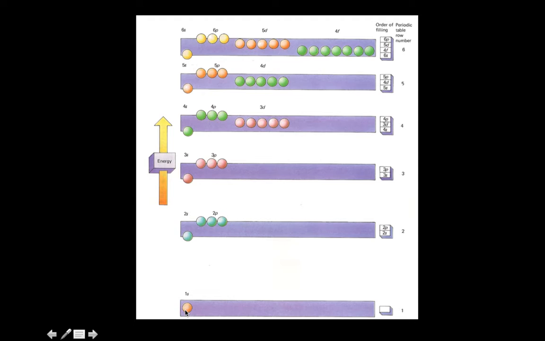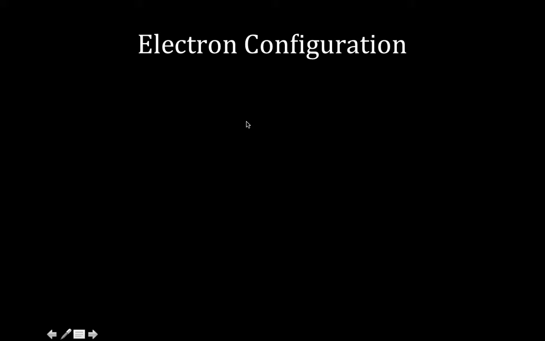So what this is saying is we'll fill the 1s first. Once it's filled, then we fill the 2s, then the 2p, then the 3s, then the 3p, then the 4s, and now the 3d, because it's lower, then the 4p. It's hard to remember that, but basically it's almost like pouring water into a glass. And what is the water going to hit first? Well, we have an easier way to remember the order of filling, and that's going to come from a chart.